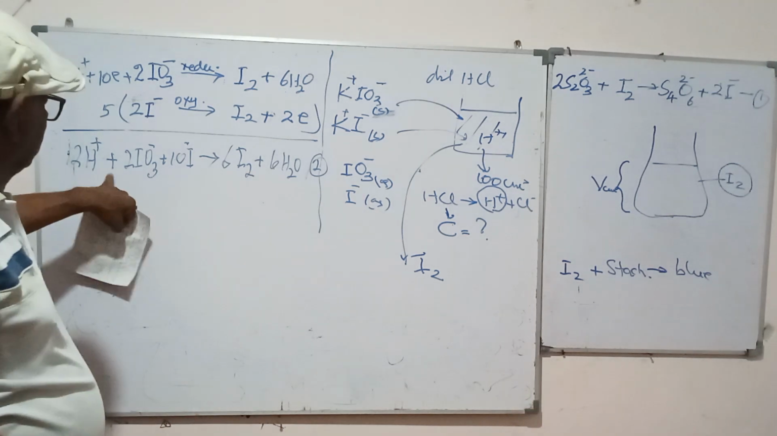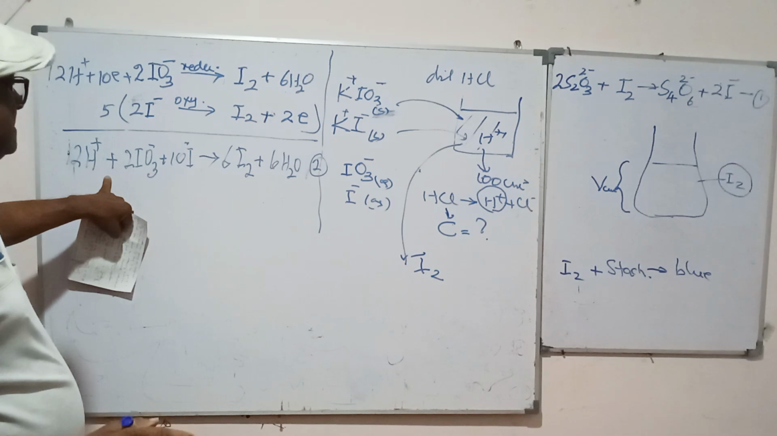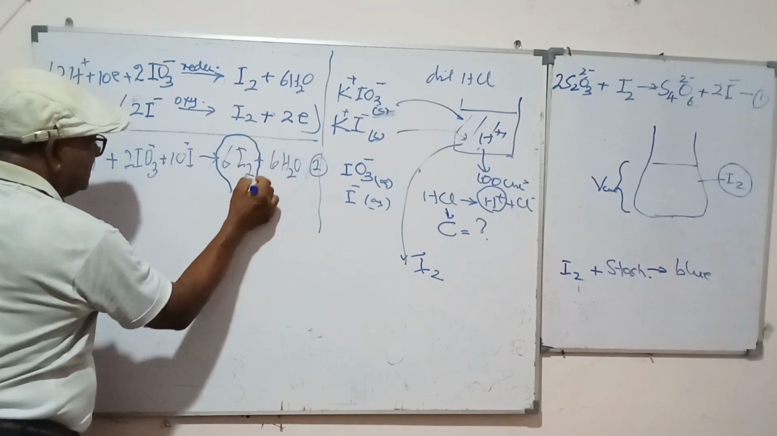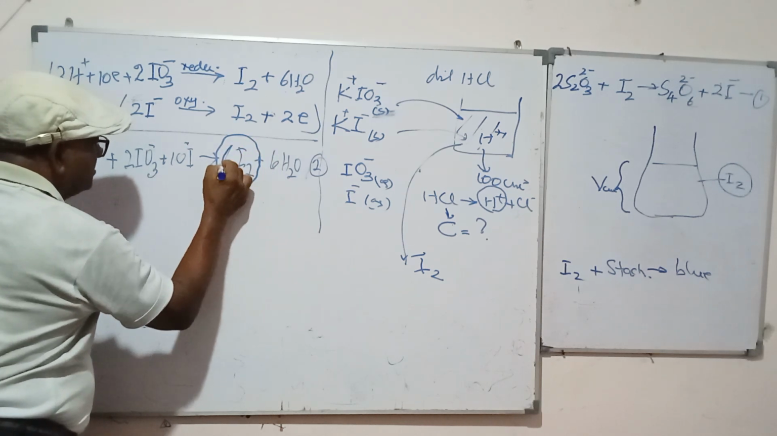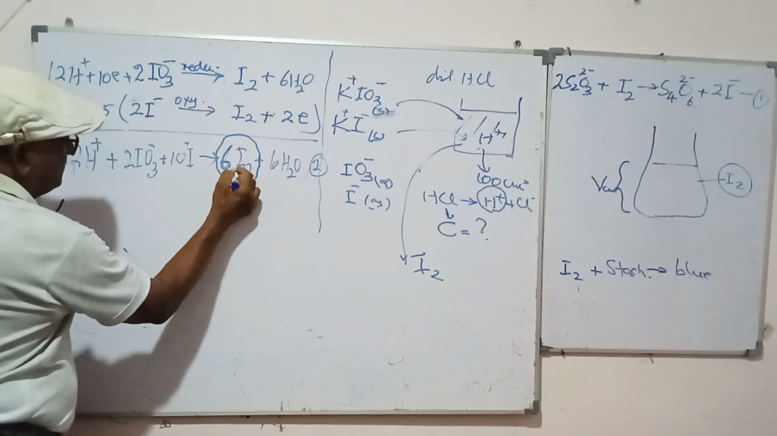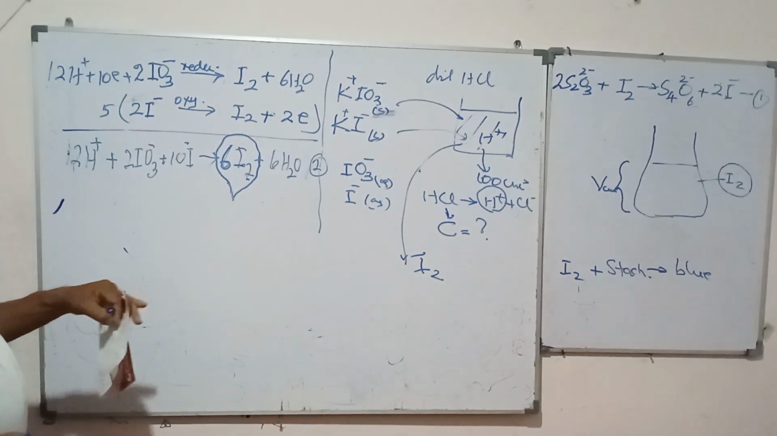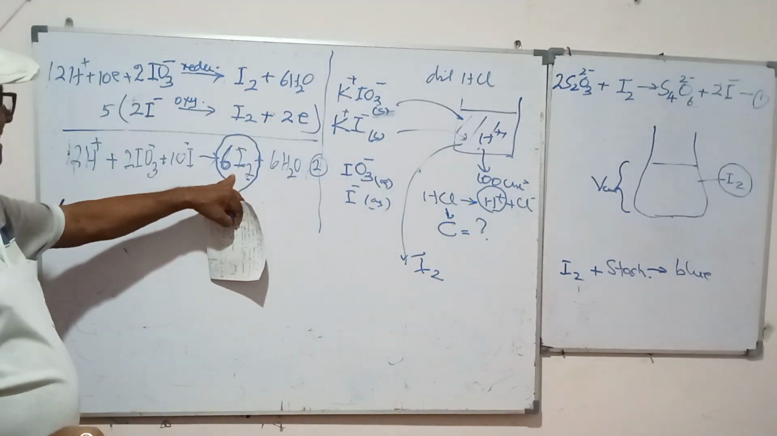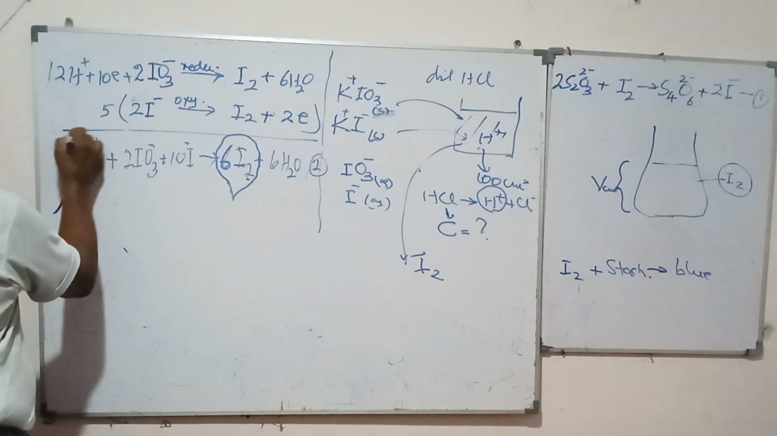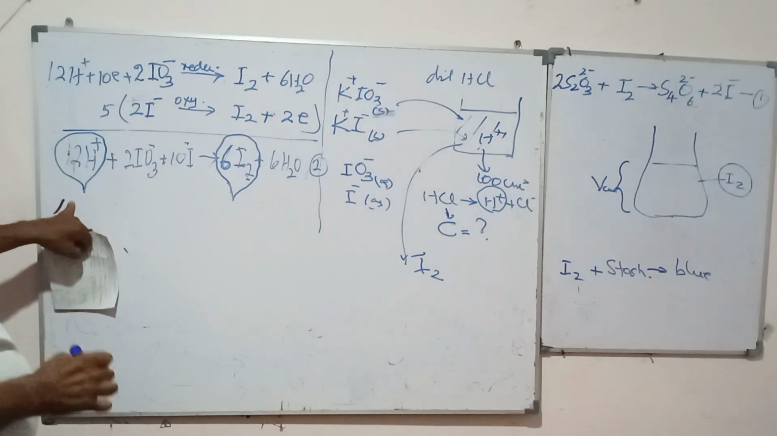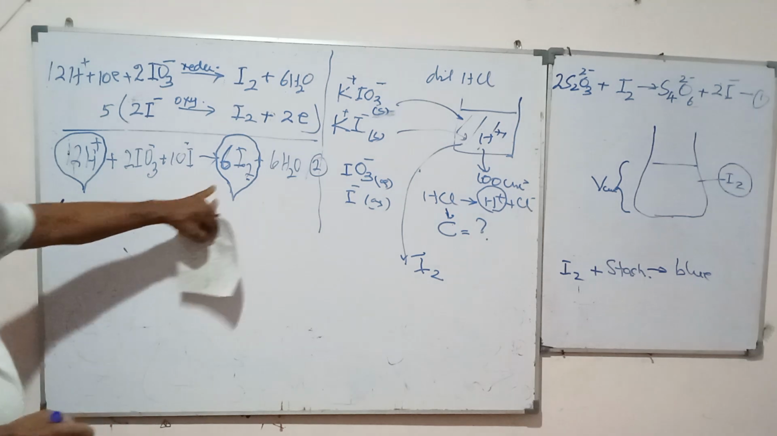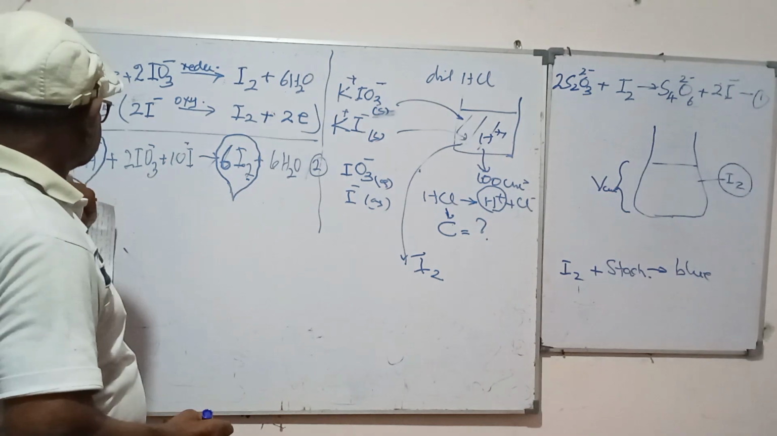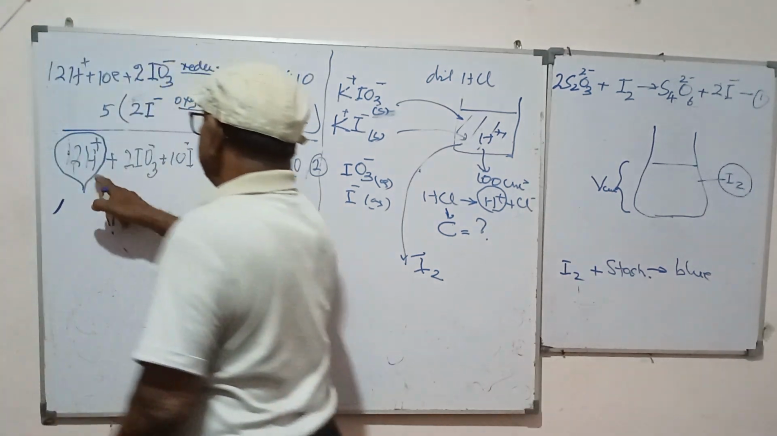So see here, according to this equation, you are clear that if we are able to determine the number of moles of I2 formed in this solution, we can calculate the number of moles of H plus. This is the relation. If we know the number of moles of I2, we can calculate the number of moles of H plus here.